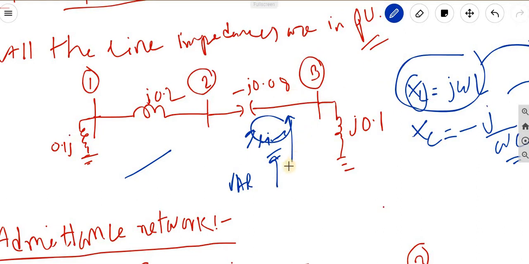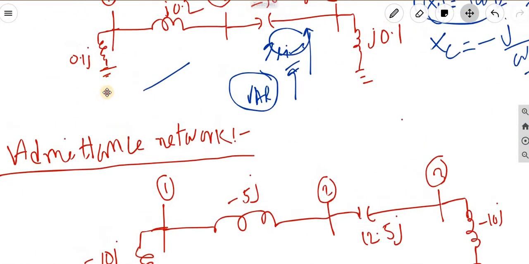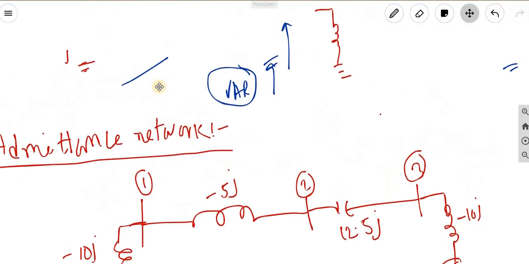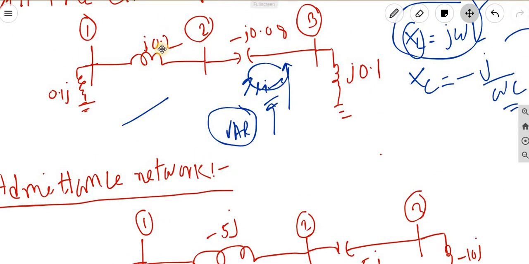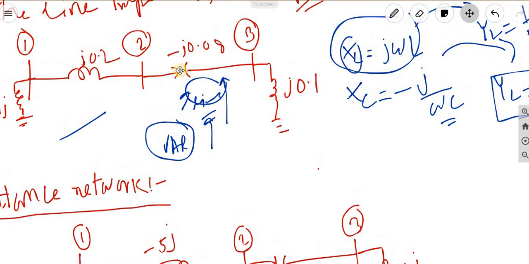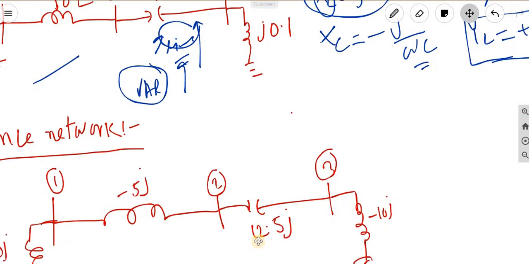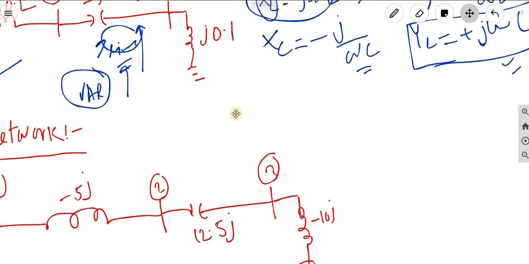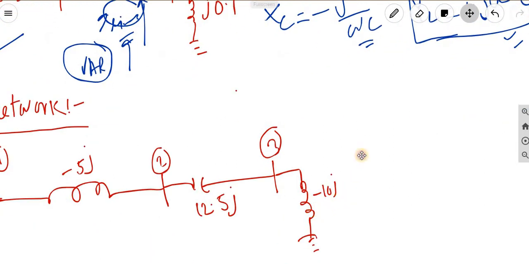Okay, so in that way, line compensation you will study in the later course. So we will see there how this should be capacitive in nature, that means resultant capacitive. Okay, so now see that the admittance value of this will be minus j5, admittance value of this minus j0.2, and admittance value of this plus 12.5j, and admittance value of this minus 10j.